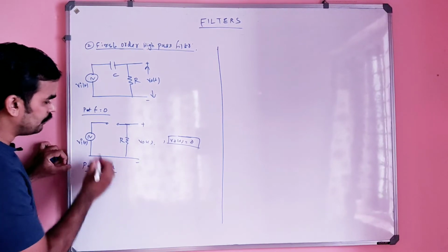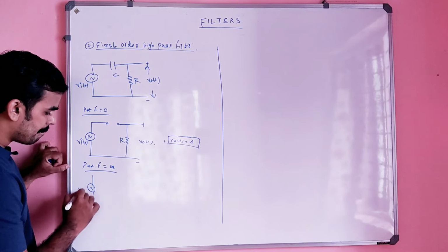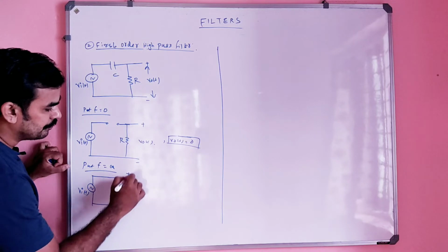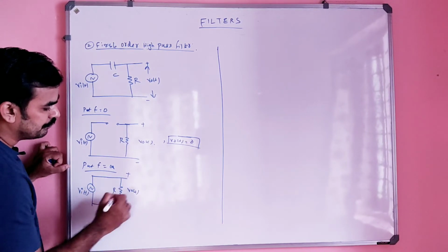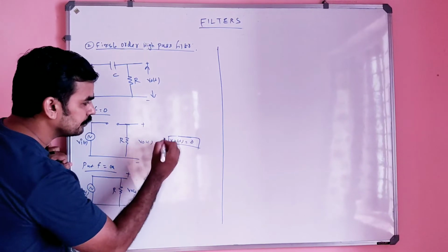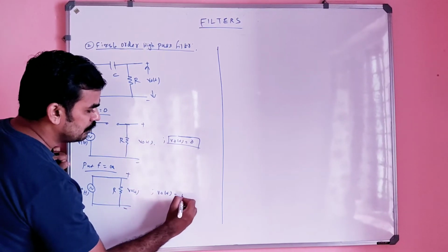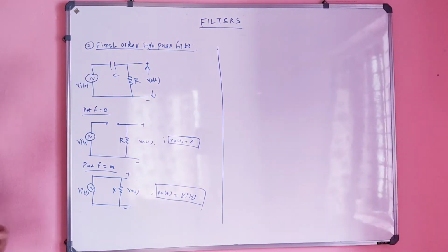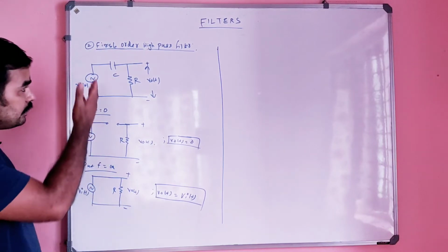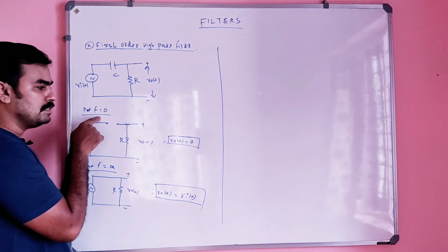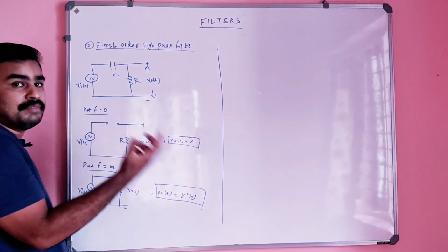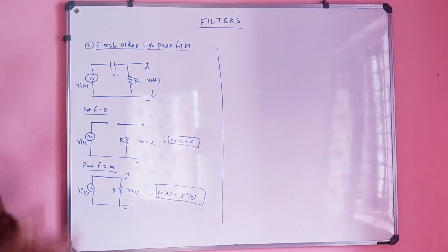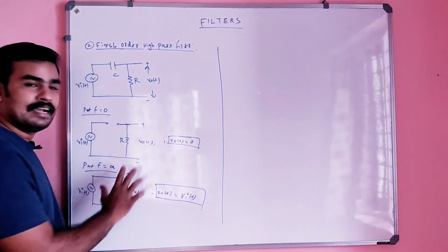Put f equal to infinity. What will be the diagram? It will be short circuit, right? Or we can say that V0 of t is simply Vi of t. That means for the given diagram, for low frequencies it blocks, right? There is no output. That is the meaning of blocked. And for high or infinite frequency, it simply allows the signal as it is, right? That means it is a high pass filter.